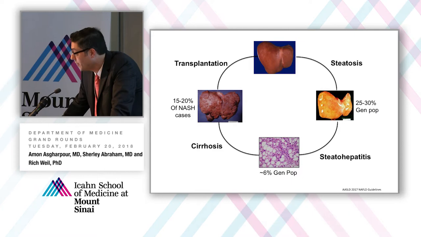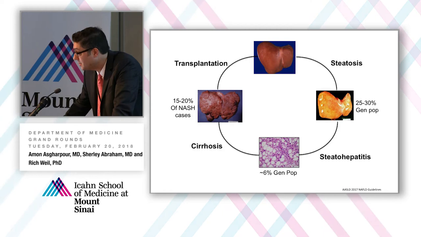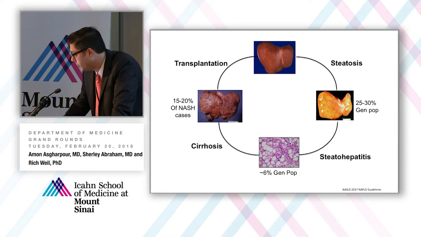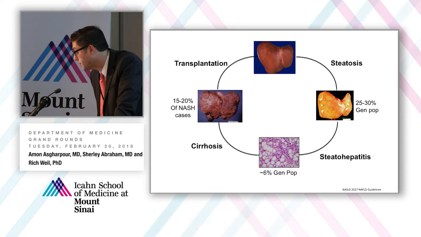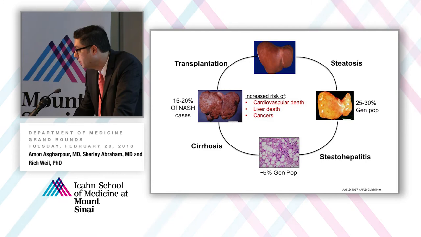The highest prevalence is actually in the Middle East at 31%. South America is 30%. And the US, again, is 25%. So then the steatohepatitis, the NASH, it's about 6% of the population. So about 20% of the people who have fatty liver. And of those, 15 to 20% progress to cirrhosis. And all these patients who have fatty liver are at increased risk of cardiovascular death, liver-related mortality, and cirrhosis on our cirrhotic patients.